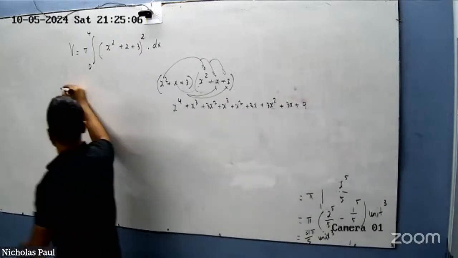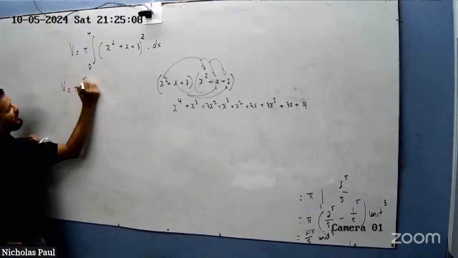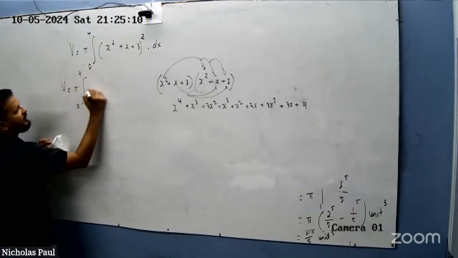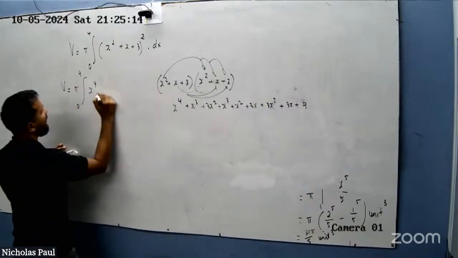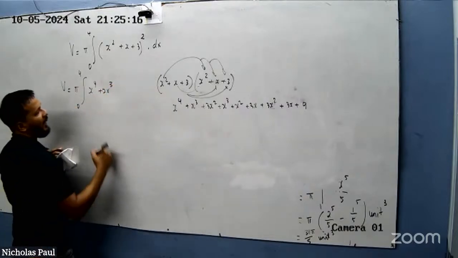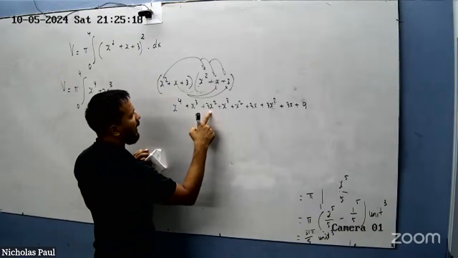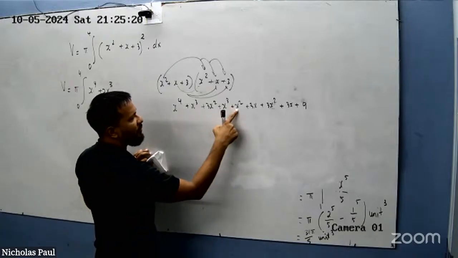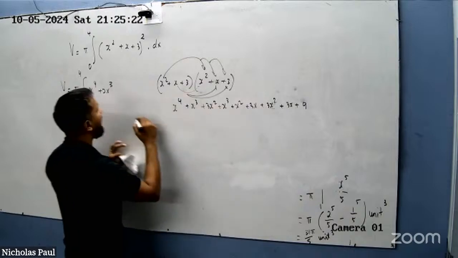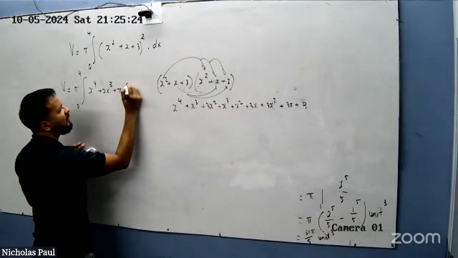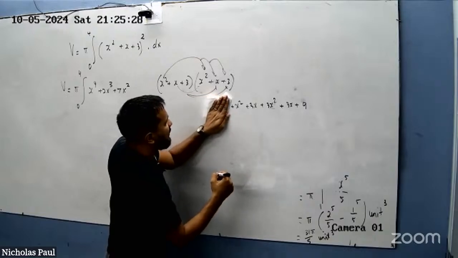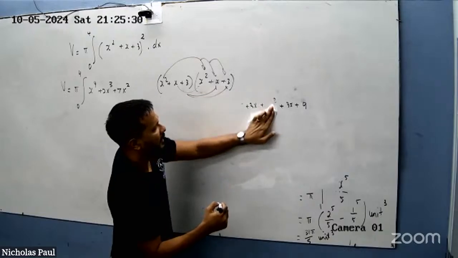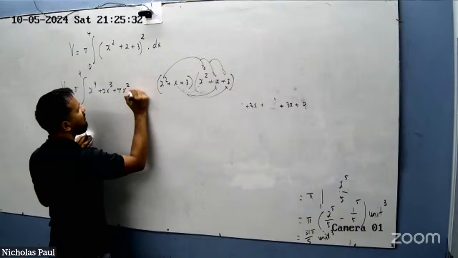Right, so here you should have pi between 4 and 0 of x to the fourth, x cubed plus x cubed is 2x cubed, 3x squared plus 4x squared is 7x squared. Anybody get that? Right, so done with that. And then 6x plus 9.